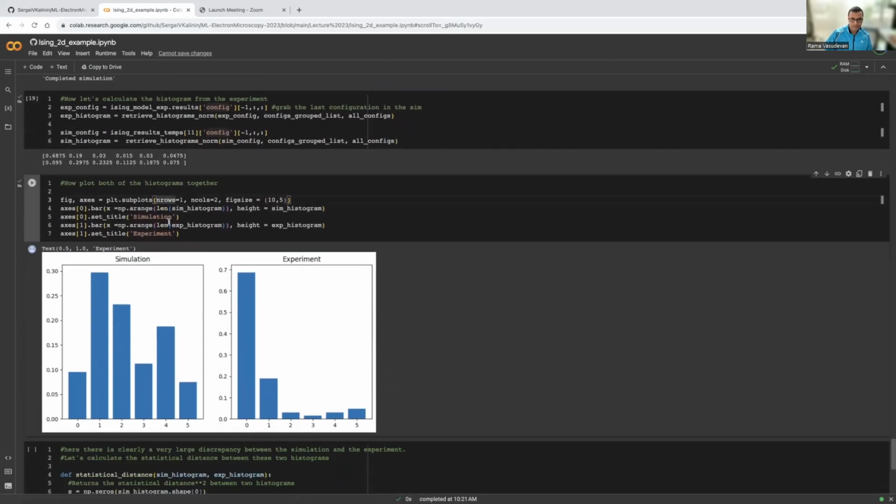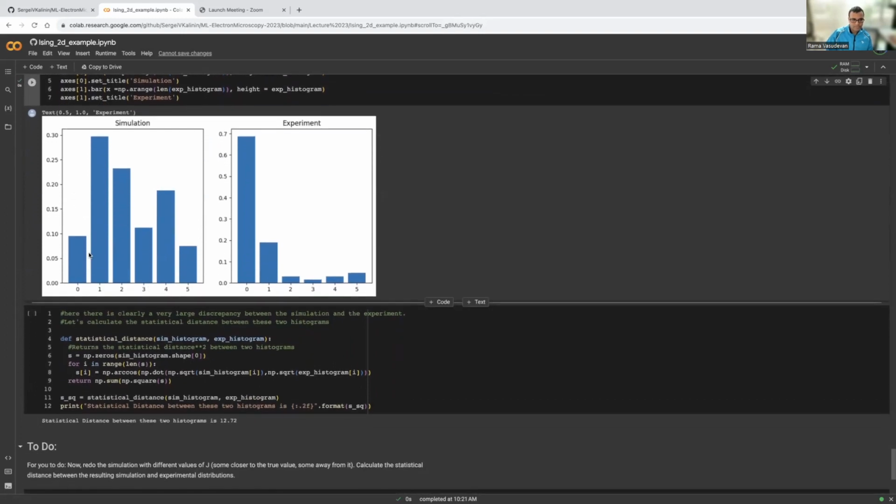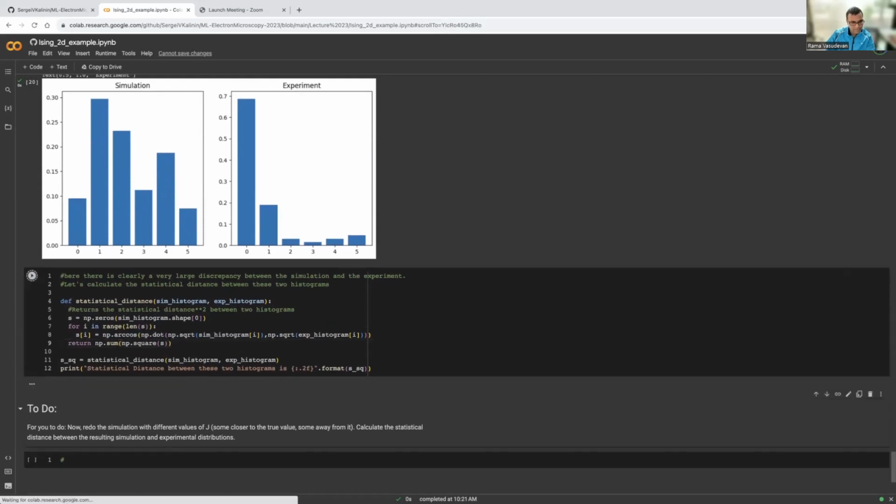So how do we then find what the J value should be in our simulation? Well, the first thing is we need a loss function to compute, and that loss function is the statistical distance. So this is just going to compute that for us based on inputting both of these histograms together. I provide the simulated histogram and the experimental histogram, and then I just compute the statistical distance, which is really straightforward here. And then I just return this.